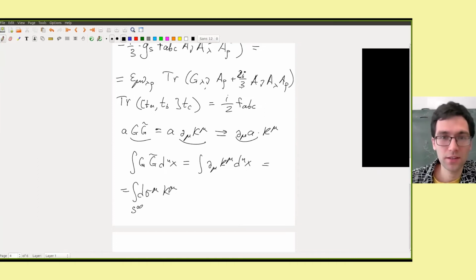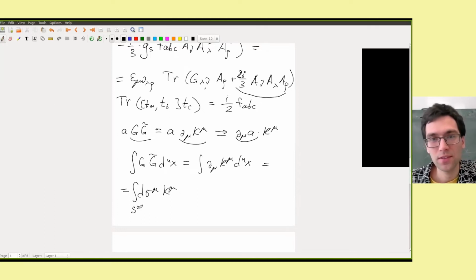Because in the expression for K^μ, we have this extra part, which is A_ν A_λ A_ρ, and this part does not have to vanish at infinity. The G part does vanish, because it contains G. But this part does not, because A_ν is not really physical. It is not gauge invariant, and it can change if you choose a given gauge.